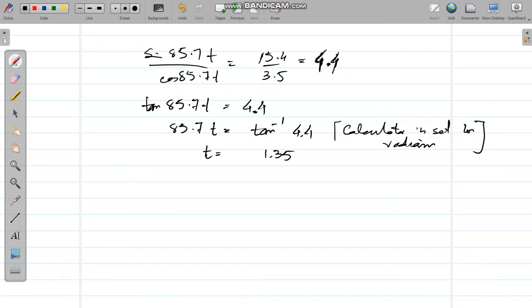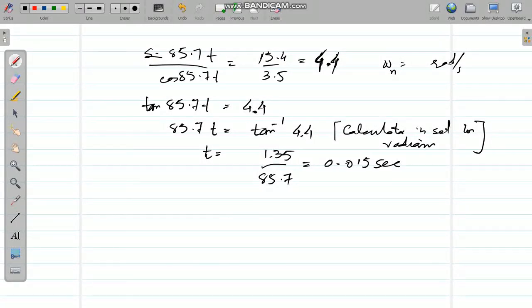This is what you have to remember, because we are working with radians. Your omega n is in radians per second, so we are calculating in radians. So you have to convert your calculator into radians, otherwise your answer will be wrong. Dividing by 85.7, you get a time of 0.015 seconds. This is the time to reach the maximum displacement.